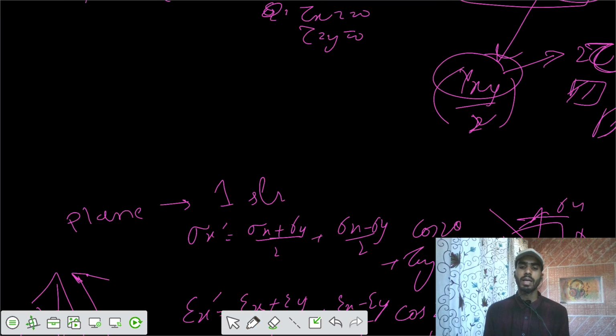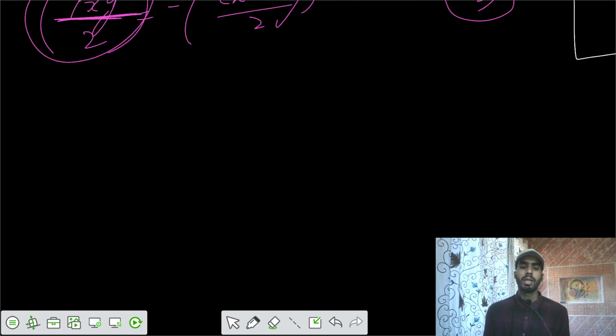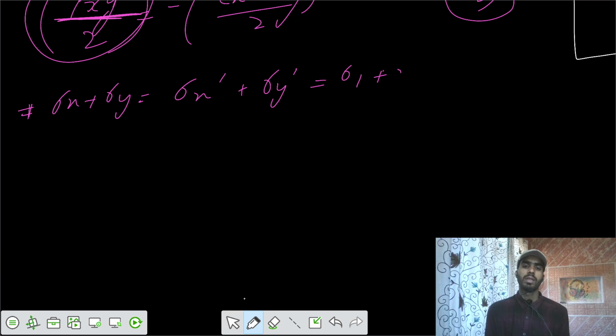So for the one plane, you have gamma xy by 2, gamma xy dash by 2. This is 1 by 2, this is also 1 by 2 with gamma xy by 2. Similarly, by the stress invariant concept, we had sigma x plus sigma y equals sigma x dash plus sigma y dash, that is sigma 1 plus sigma 2.